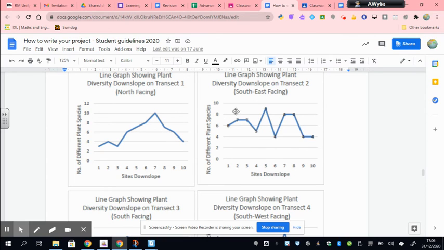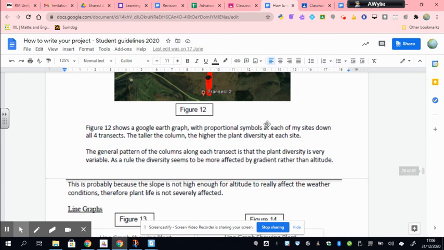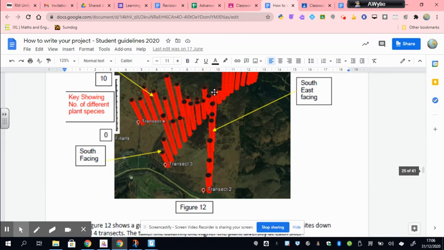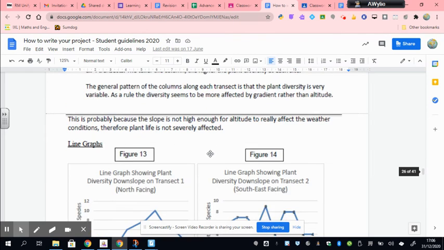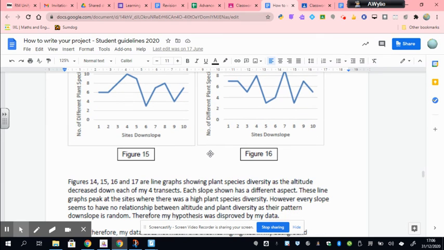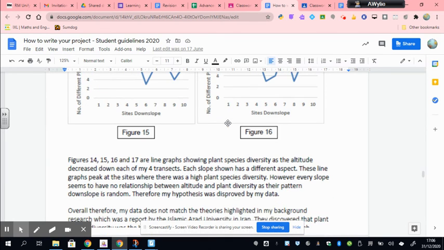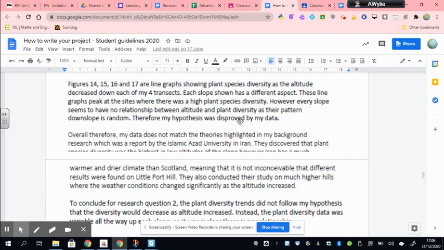And then they're creating a link between these graphs, what they show, and the map, the geolocated data here. And then they're writing about those links, not just telling me about the pattern on each slope, but giving me the general pattern on all of the slopes and the exceptions. If the student had a photograph of one of those exceptions to the rule, then they'd have included that.